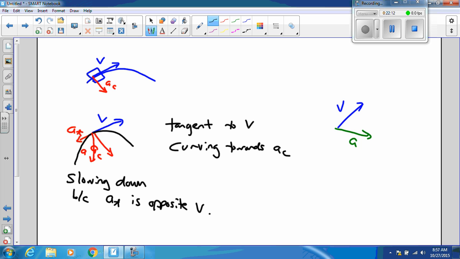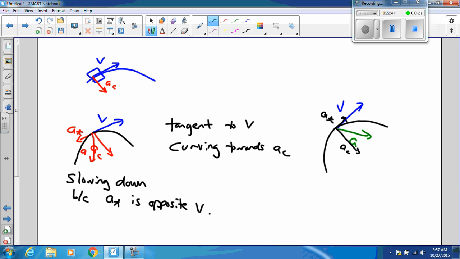If I have velocity and acceleration right here, notice this is the total acceleration vector. I would split it up into components. One component is perpendicular to the velocity, that's AC. The other component is parallel to the velocity, and that's AT. And now I can draw my curve. My curve is going to curve like that, tangent, curving around AC, and I would say the object is speeding up because AT is pointing in the same direction as the velocity.